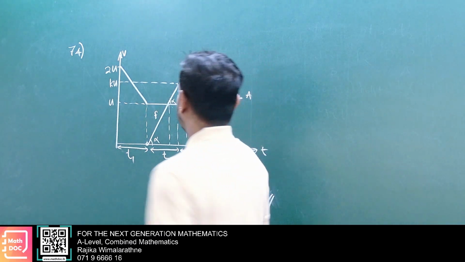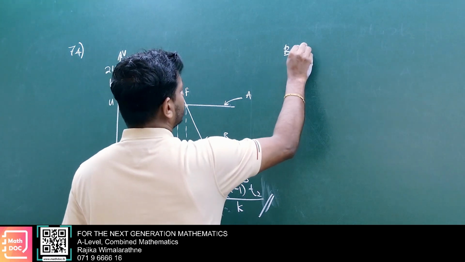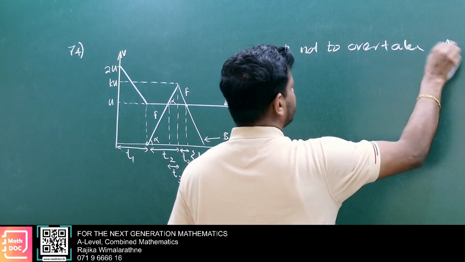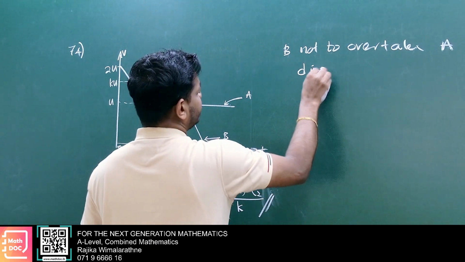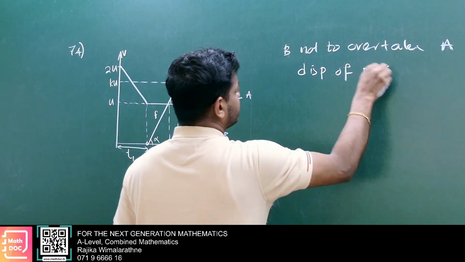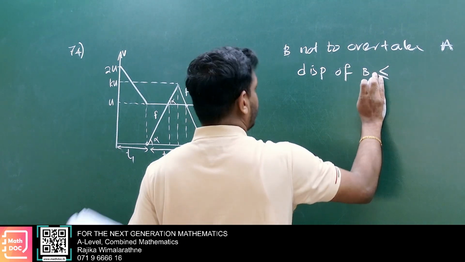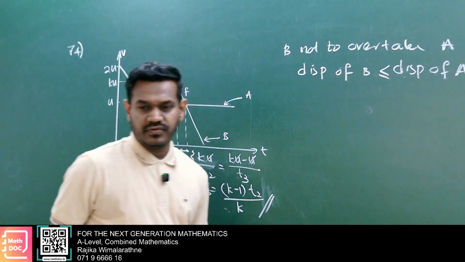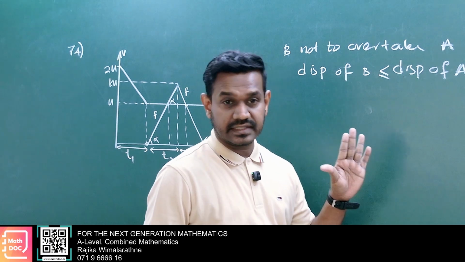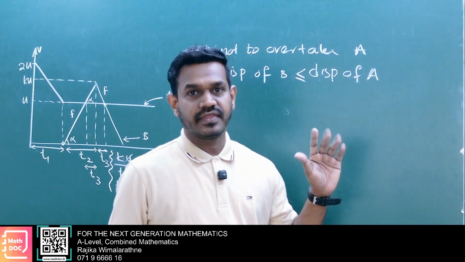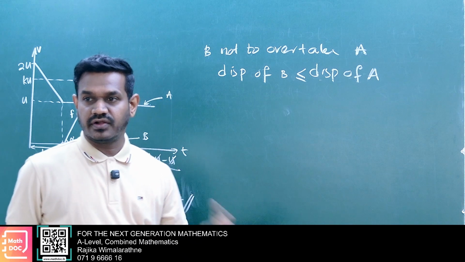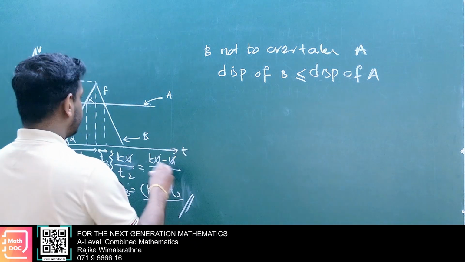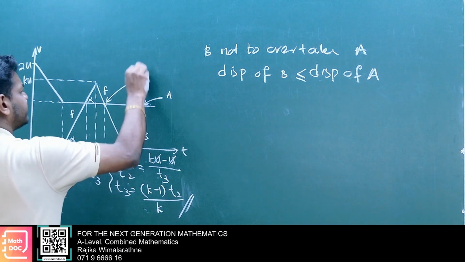B not to overtake A. Then displacement of B less than or equal to displacement of A. For equality, it does not pass; it just reaches, just meets. The equal case is just meet, not overtake. Okay, then here you have to consider the last possibility.